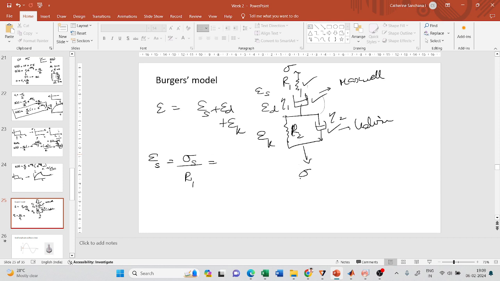So since they are in series, the total stress that is being applied on the material will be the same that is taken by the spring. So it is sigma by R1. Let us take sigma D. Epsilon D dot, why? Because that is a dashpot. That will be equal to sigma D divided by eta 1, which is going to be equal to sigma divided by eta 1.